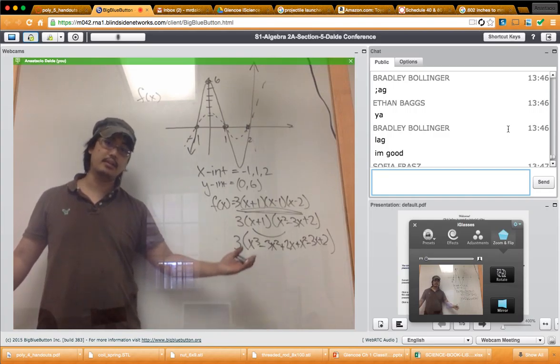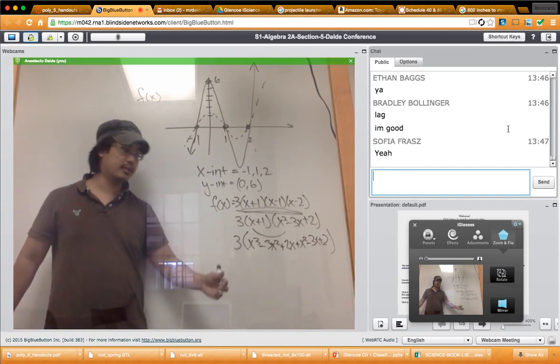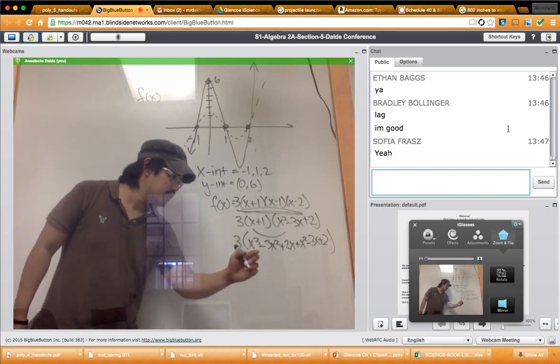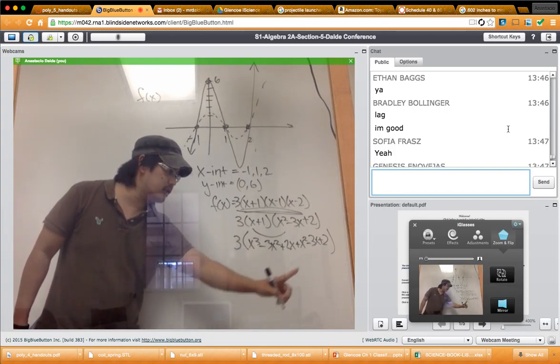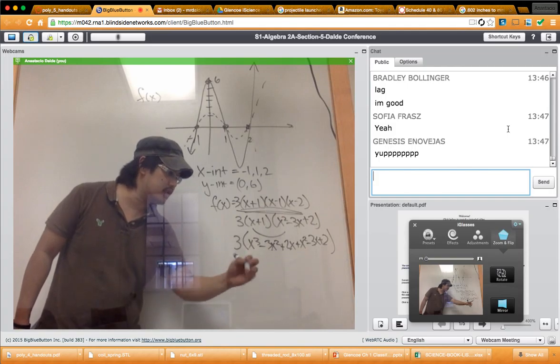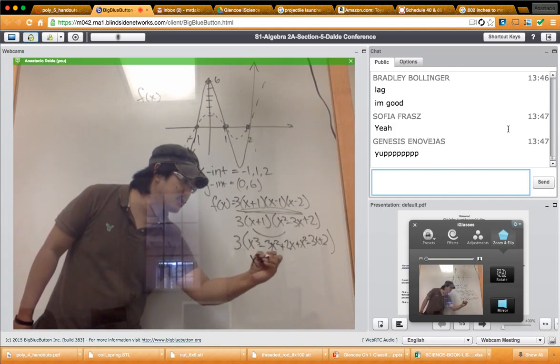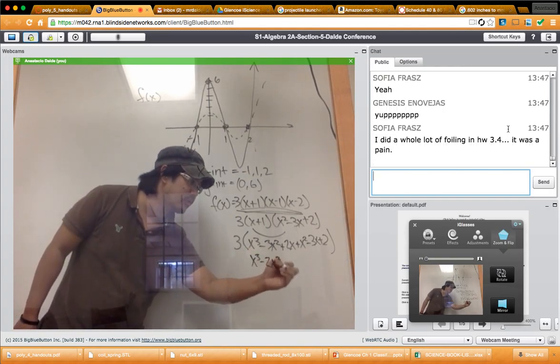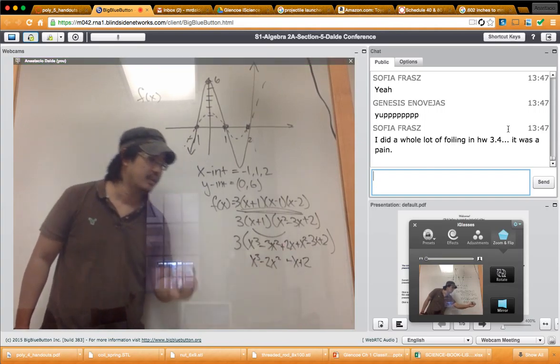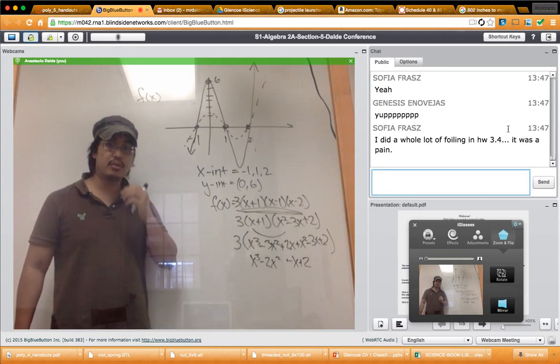Nothing crazy, nothing new, nothing hard. Okay, combining like terms, this negative 3x squared gets killed by that positive x squared, and so I just have x cubed minus 2x squared minus x plus 2.